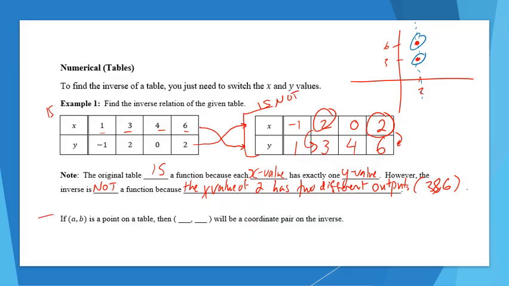Because we can switch the x and the y values, we know if (a, b) is a point on a table, then (b, a) will be a coordinate pair on the inverse function, and that will be really important for us with the next few problems.